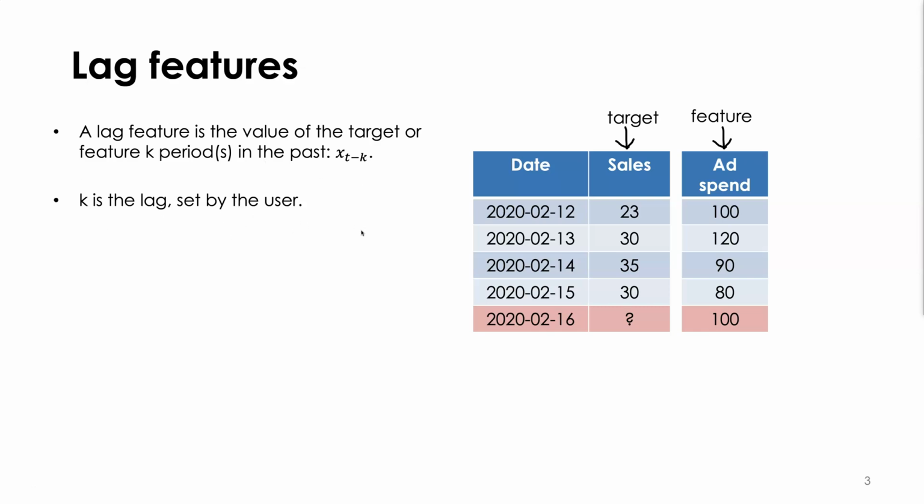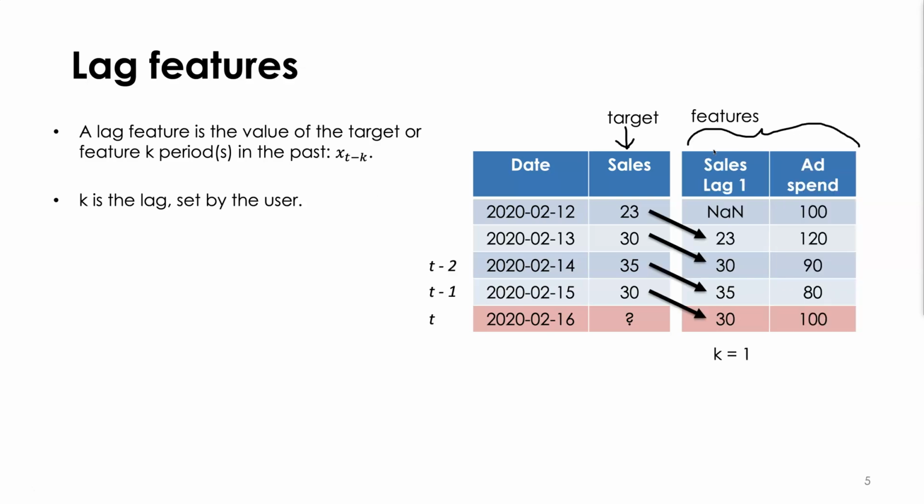So let's look at a specific example. So here we create a new feature, which is our target time series lagged by 1. And so at each time point, the value is created by looking at the previous value of the time series. So on the 16th here, the value from the 15th is used. On the 15th, the value from the 14th is used directly. And so in this way, we're using the previous value of the time series in addition to the advertising spend to try and predict the future value of the time series.